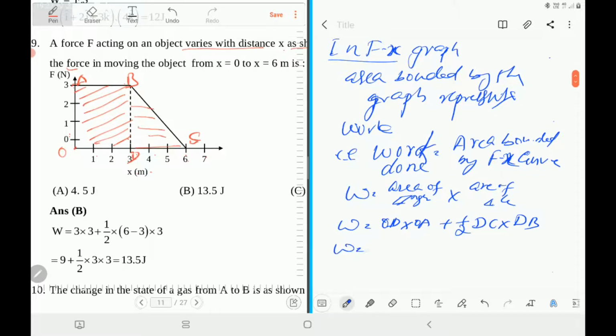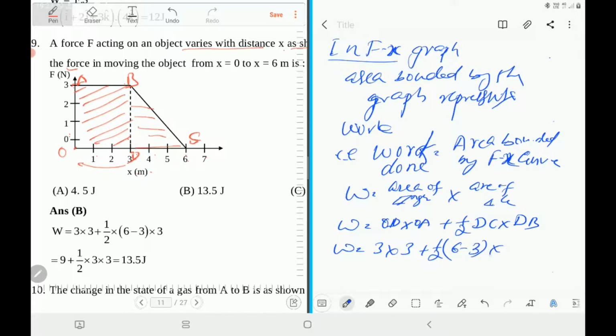It's very simple. What is OD? OD is 3 minus 0, that is 3, into OA, 3 minus 0 again, 3, plus half of, what is DC? DC is actually 6 minus 3. You are just writing the length. Forget the minus actually.